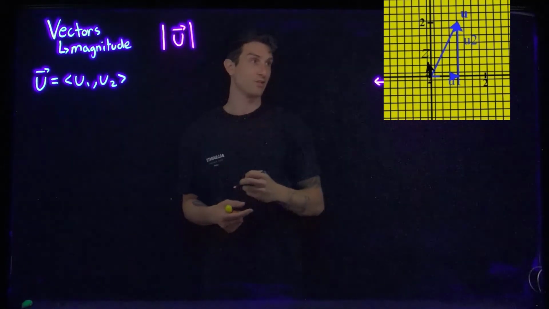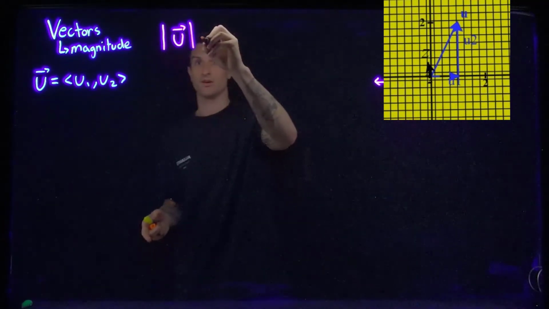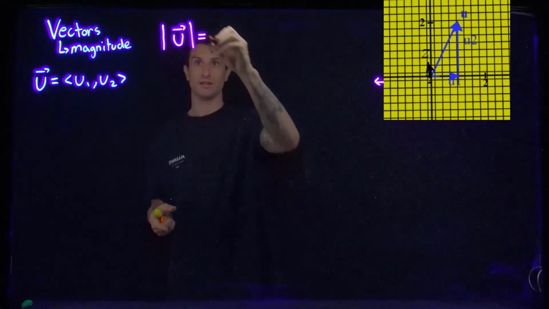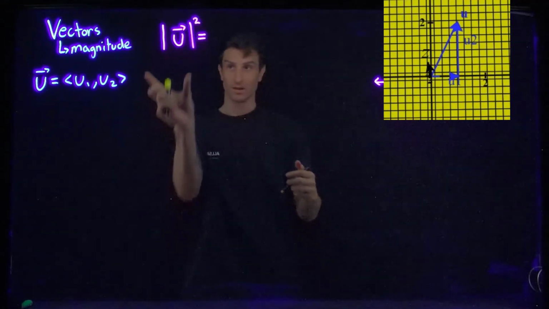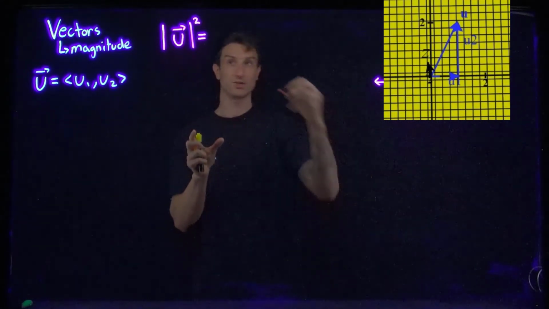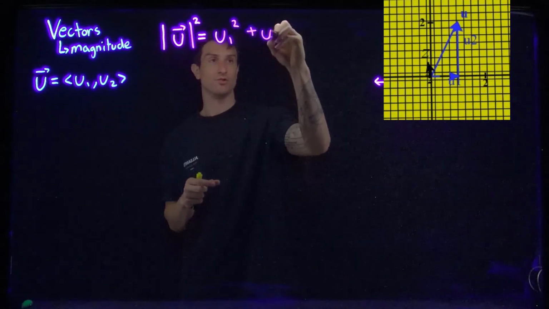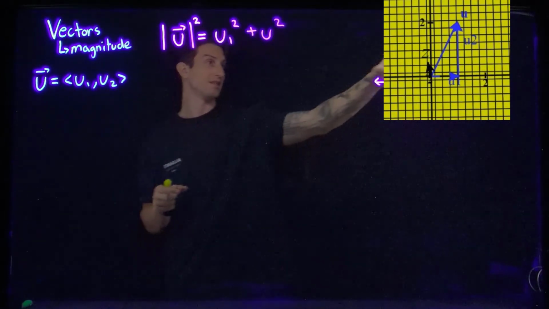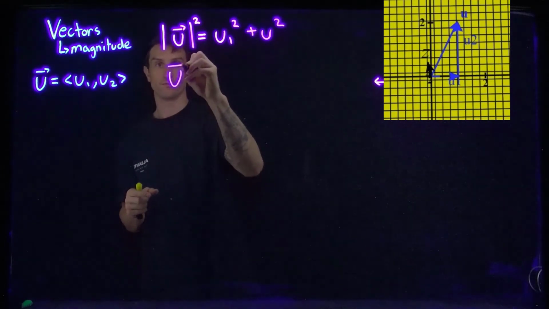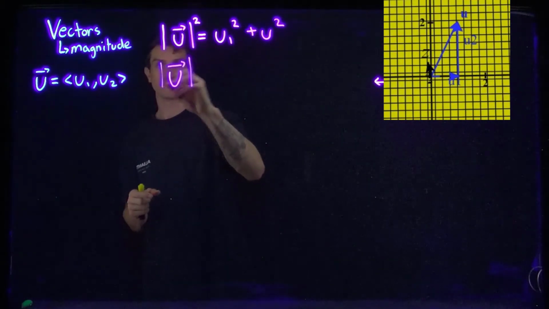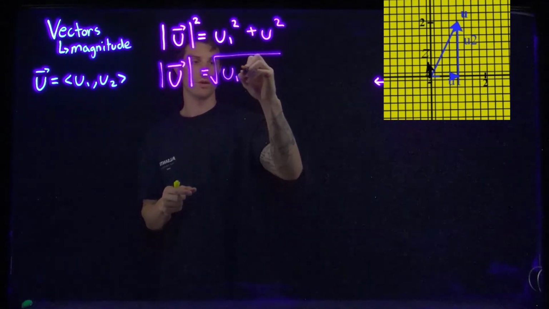Well, I know the Pythagorean theorem, right? And I also know the distance formula. It's all the same. So all I have to do here is go, well, I could square it for right now if I just want to use the Pythagorean theorem, right? A squared plus b squared equals c squared. So this is u1 squared plus u2 squared. But again, if I just want to find the magnitude, I take the square root.